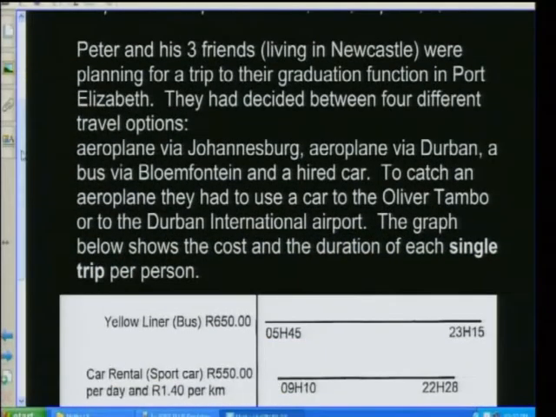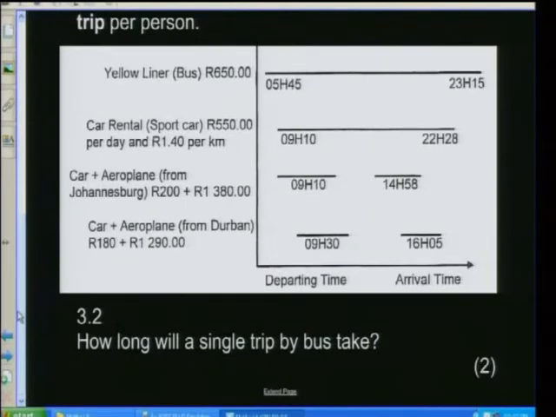Right, we've got our same information. How long will a single trip by bus take? So we're looking at a single trip by bus, and how long will that take? Well, we're going to go back to our bus trip.